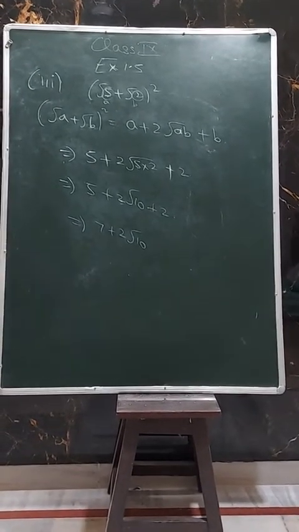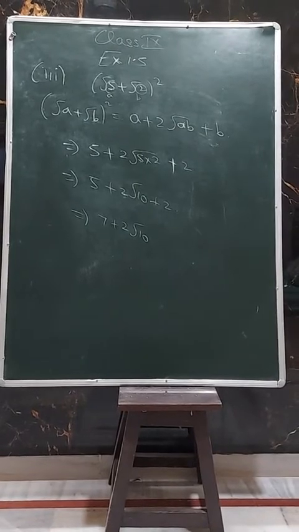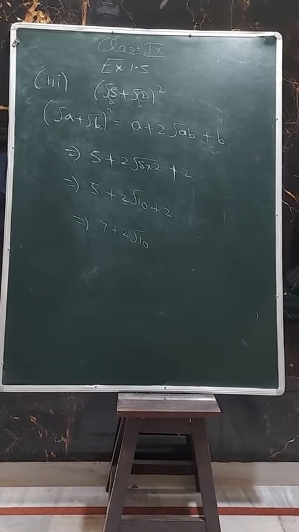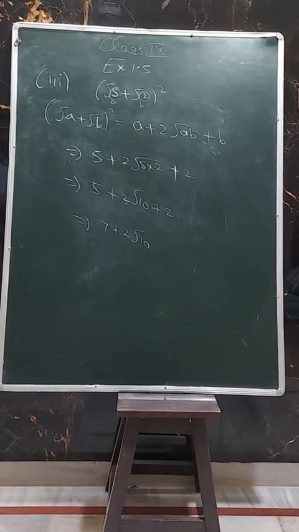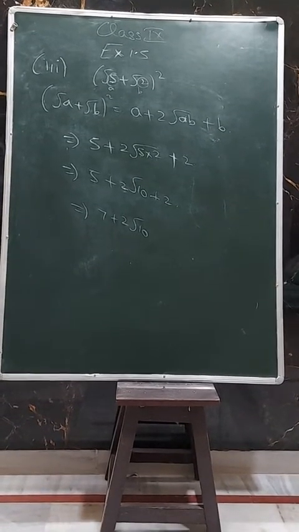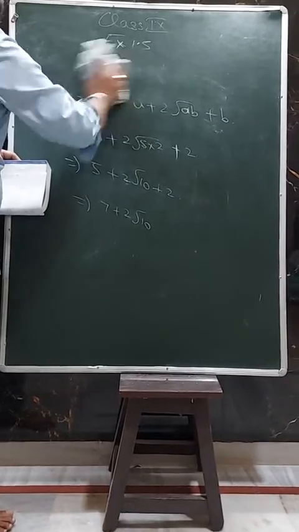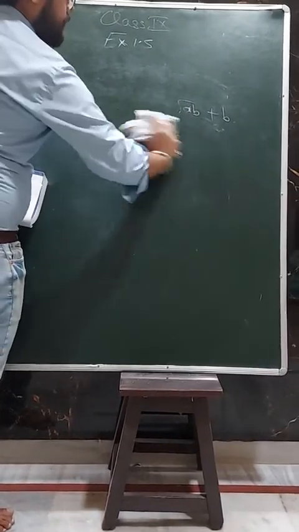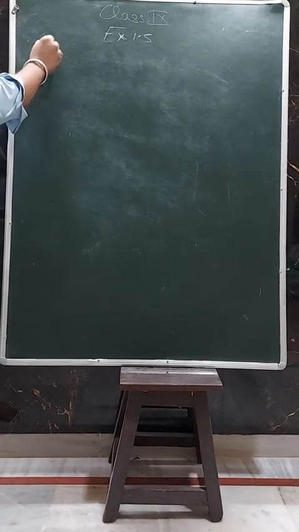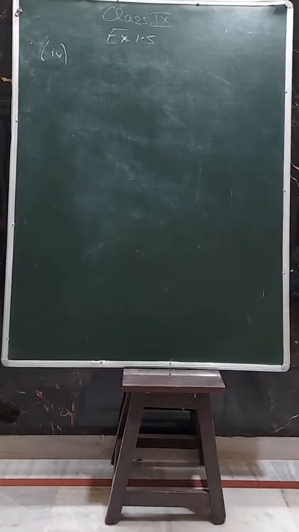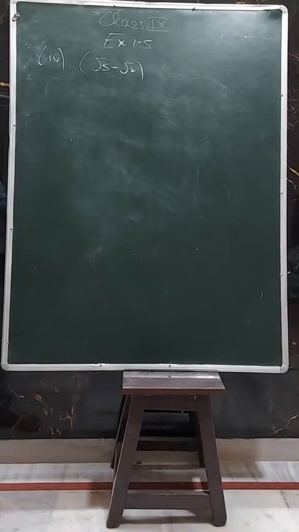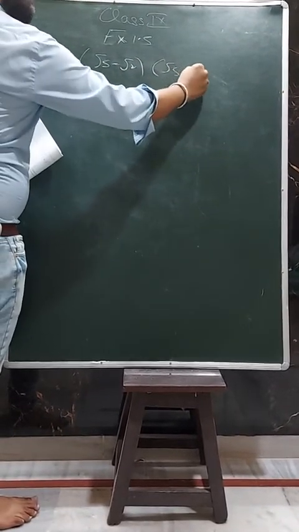Note this down. And after that the last part of the question is there. Now fourth part, last part: root 5 minus root 2 and root 5 plus root 2.